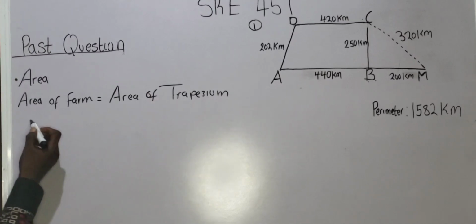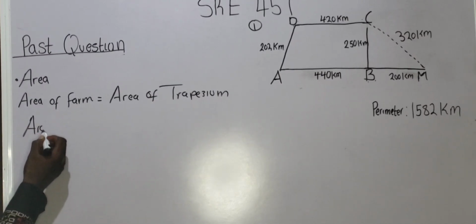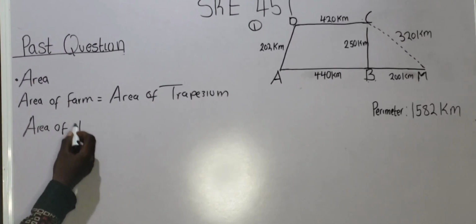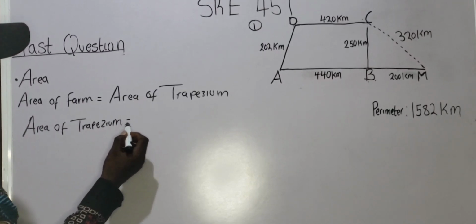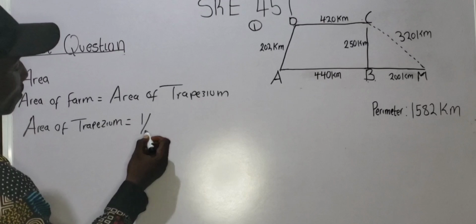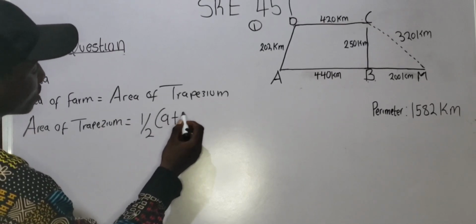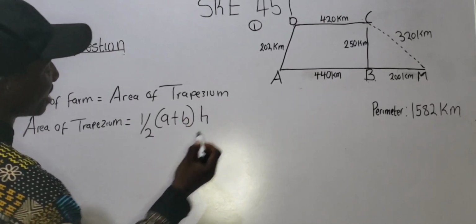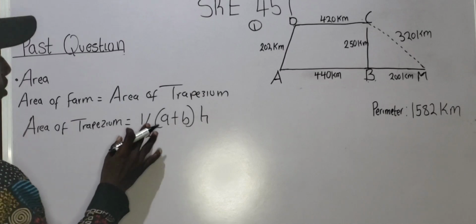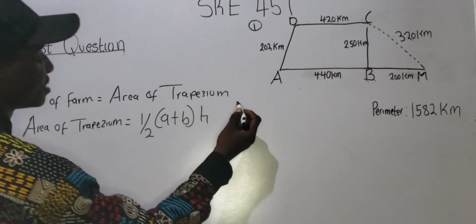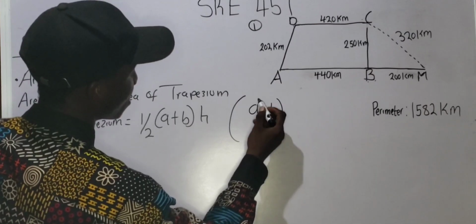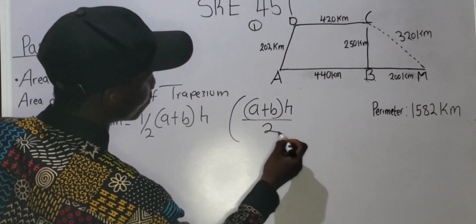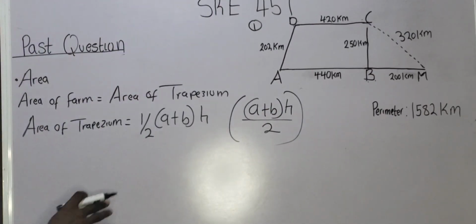Trapezium. The area of a trapezium is equal to 1/2 (A plus B) multiplied by height. Do you understand? Or you can write that this is also the same thing as (A plus B) multiplied by height, all over 2. This formula is the same, so don't be confused.